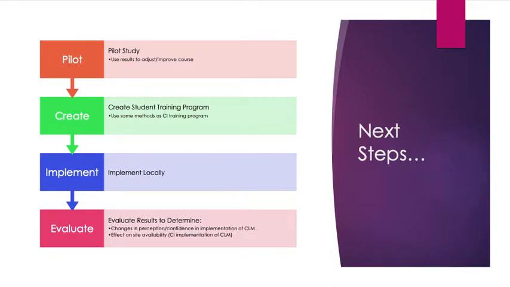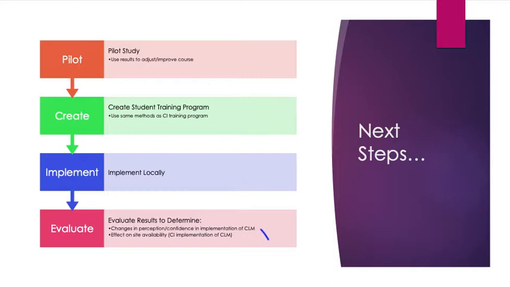Now that the training course is built, our next step will be to administer it in a pilot study and use the results to further refine and improve the course. We also want to use a similar approach to create a training program for students, since many authors recommend that students should also be trained if collaborative learning is to be effective. Once both of these courses are online, we'll implement them locally and see how we did.